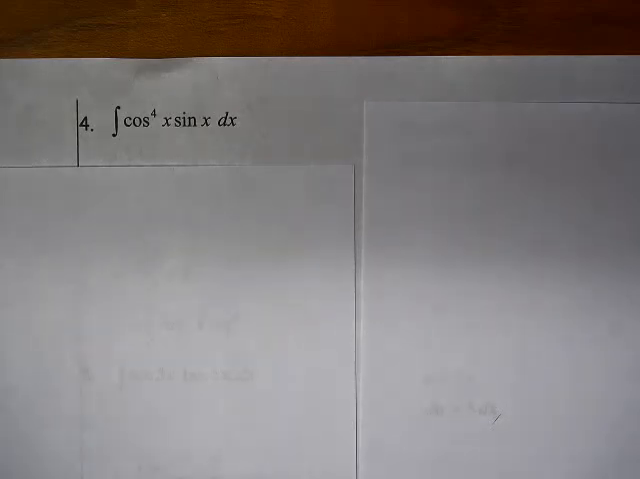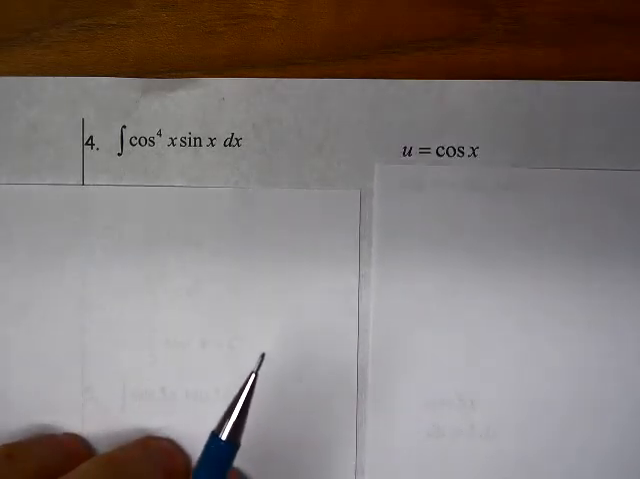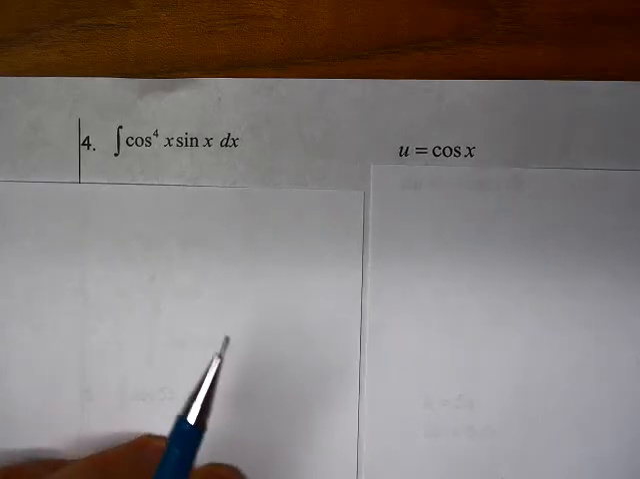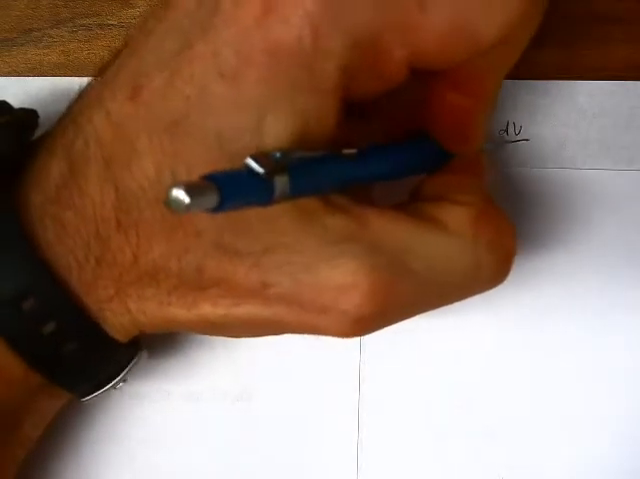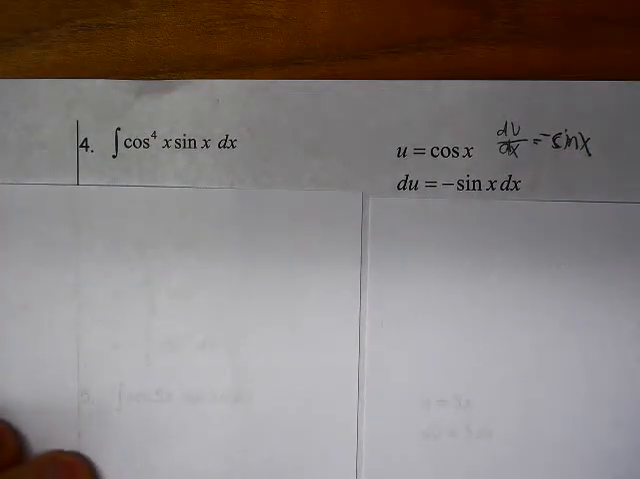Next example is also a trig example, but a little bit more complicated integrand. You can see that I have cosine to the fourth and sine of x. So here it's the cosine that's raised to an exponent, so that would be my first try at u. Alright, and then I take the derivative, so du dx is the derivative of cosine, which is negative sine x. So du is negative sine x dx.